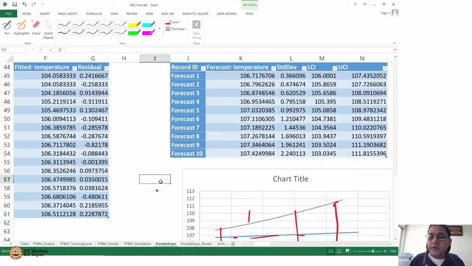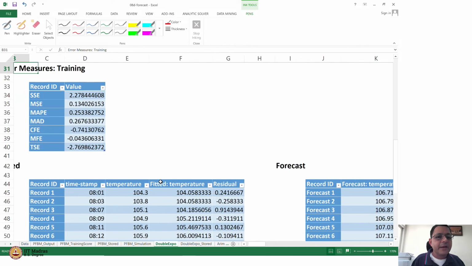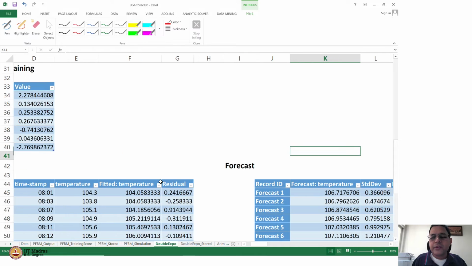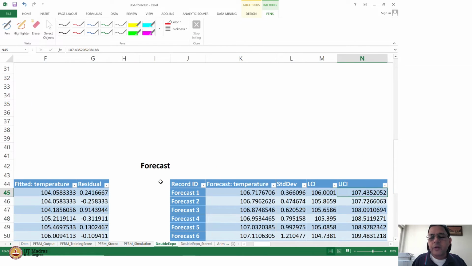Now, for that to happen, we have to be convinced that the double exponential model was a good model to fit to the data, right? How will we conclude that? We will look at the performance indicators. We look at the performance indicators and see whether this SSE, this MSE, this MAD, this CFE is acceptable to us. If this is acceptable to us, then we can use this forecast to decide whether the pump should continue running or not, right?